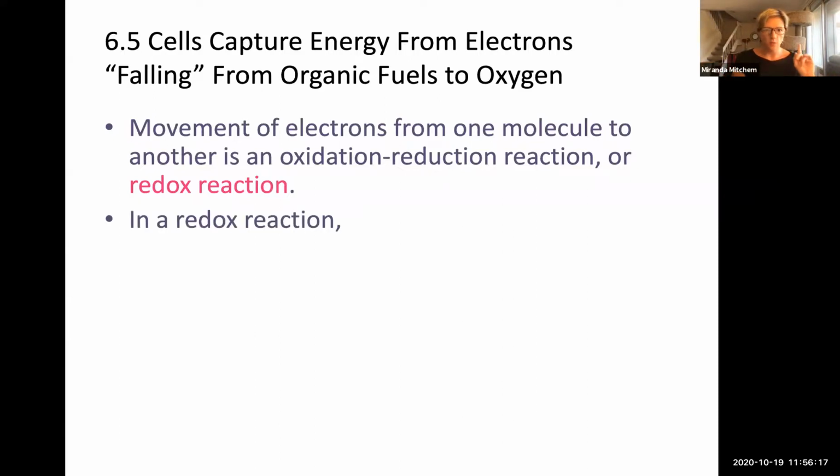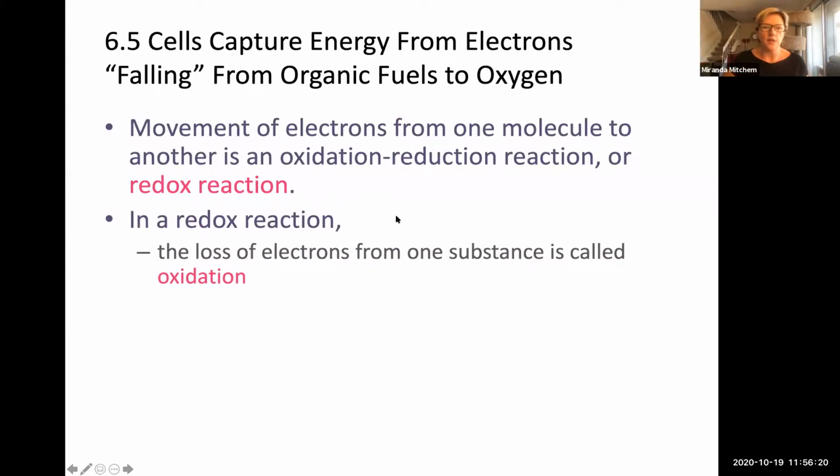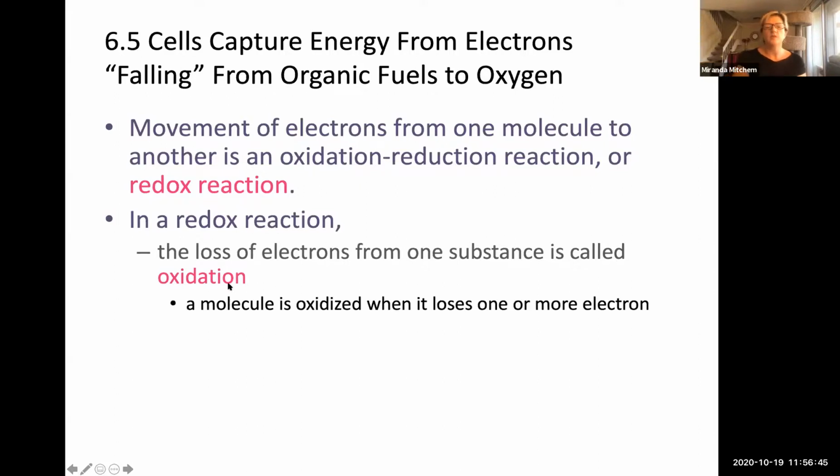Why? Well, what happens is the substance that loses electrons is oxidized. So glucose loses electrons to oxygen. Glucose becomes oxidized. But those electrons have to go somewhere. They don't just float around in space. They combine with oxygen. That is a reduction. The loss of electrons is oxidation. So a molecule is oxidized when it loses one or more of its own electrons.